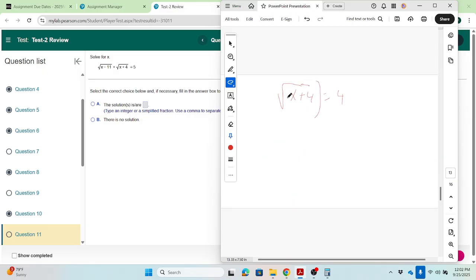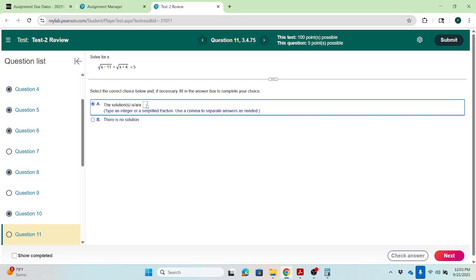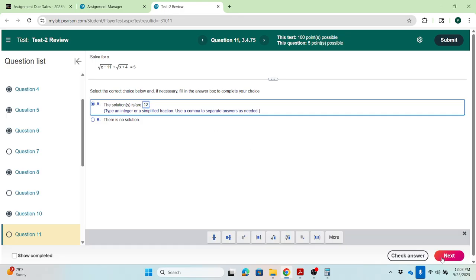So now you have to square it one more time, and that gives you x plus 4 equals 16, and then if you subtract 4, x equals 12. After finding this solution, you always have to go back and check. 12 minus 11 is 1, plus square root of 12 plus 4 is 16, square root of 16 is 4, 4 plus 1 is 5. So the answer is yes, that's right, 12.